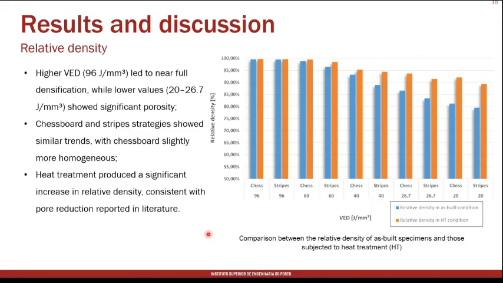And we concluded with this first test that higher VED leads to a near full densification, so almost 100% density, while the lower values of VED show a significant porosity, which reflects in a smaller relative density. Between the fastboard and stripe strategies, we have almost always a similar trend, but fastboard usually leads to slightly higher relative density. On the other hand, the heat treatment gives us a significant increase in the relative density, as you can see, especially with the smaller VED applied to the specimen.